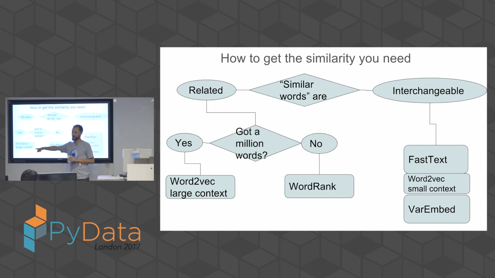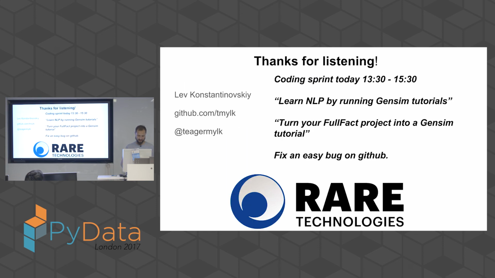Yes, use Word2Vec for large context. No, I have something small. WordRank is your best shot that way if you want something related. Interchangeable words, yeah, you use any one of these three. And fastText should be your first choice nowadays. Like in a year from now, I think nobody will be using Word2Vec. Everybody will be using fastText. And yeah, I think so. It's a nice thing. Cool.